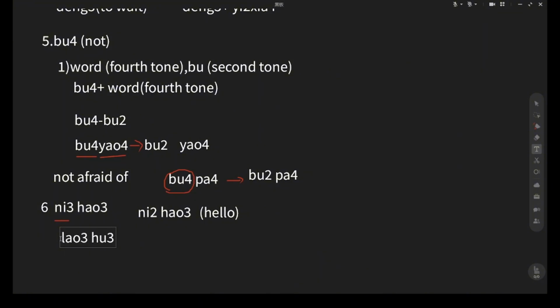I'll read this one. 老虎. Two words in the third tone. 老虎, 老, right? 老虎, right? It means tiger, okay? 老虎, tiger, okay?